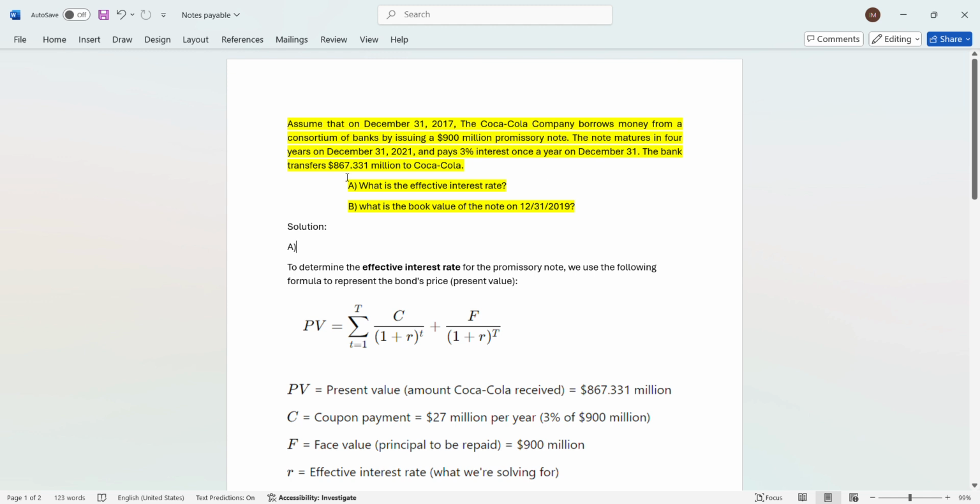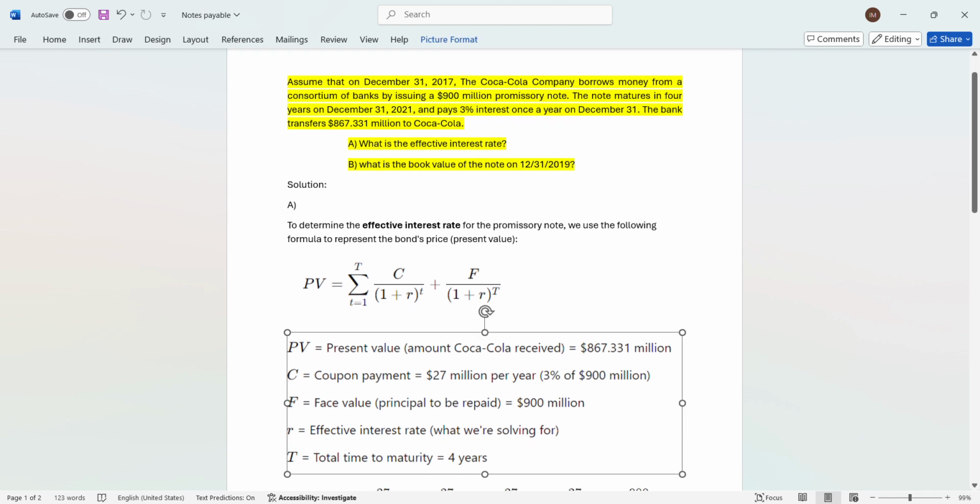The bank transferred 867.331 million to Coca-Cola. So Coca-Cola already borrowed this money from the bank. This will be our present value, and 2017 is our base year, and we have to calculate until 2021. In the second part of the question, it is asked to find the book value of the note for 2019. So let's solve it step by step.